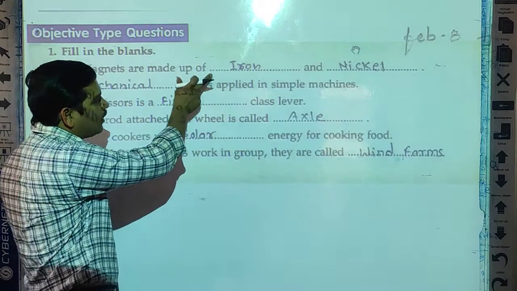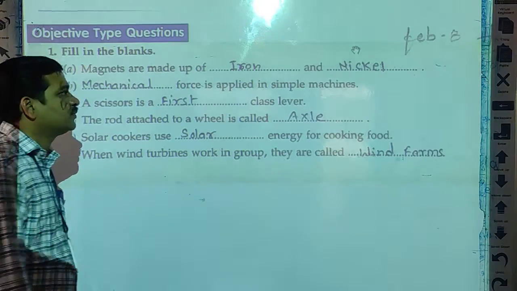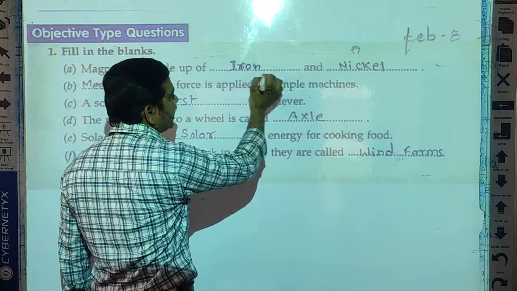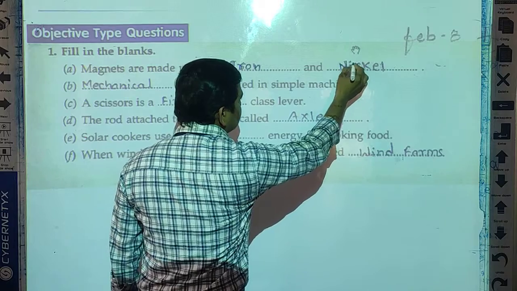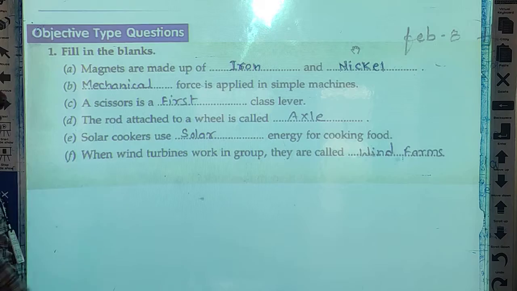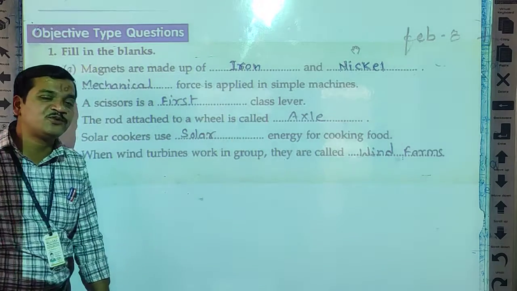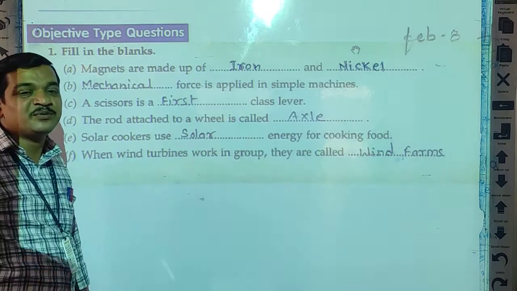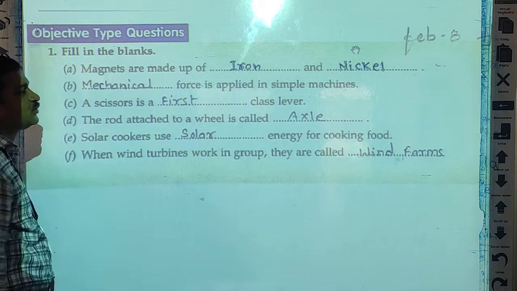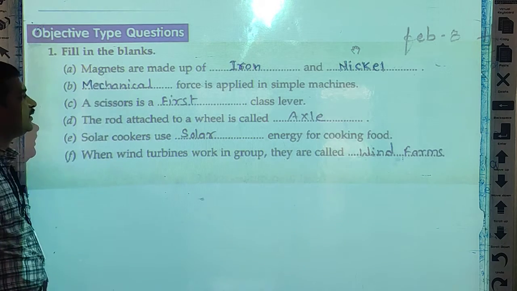Magnets are made up of dash and dash. Which two kinds of materials are used? One is iron and the second one is nickel. So this is the correct answer of this question. Dash force is applied in a simple machine. Which force, students? Mechanical force. So you can write here mechanical force, students. Very good. Spell it correctly.